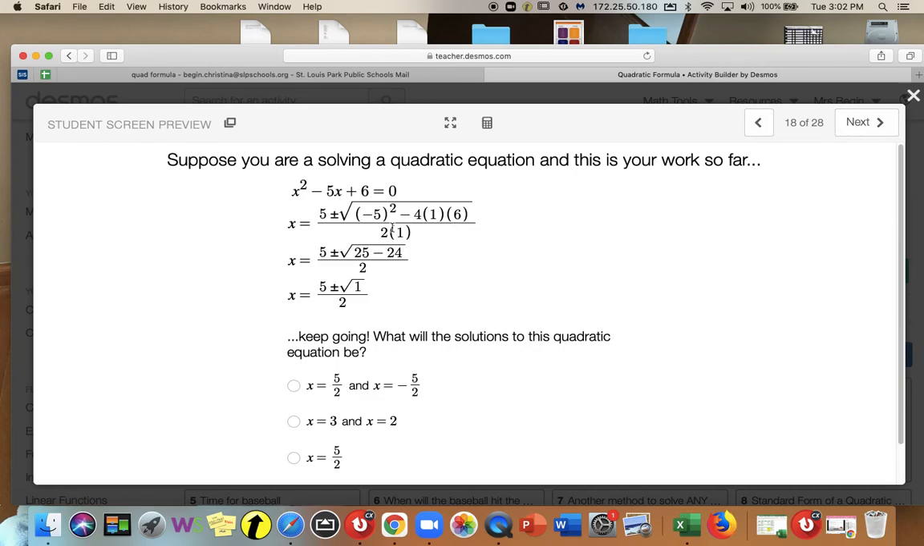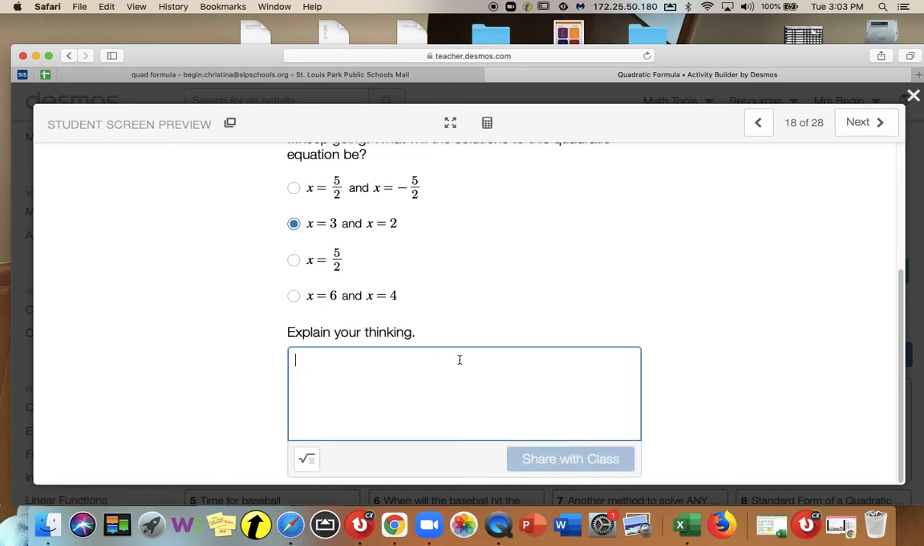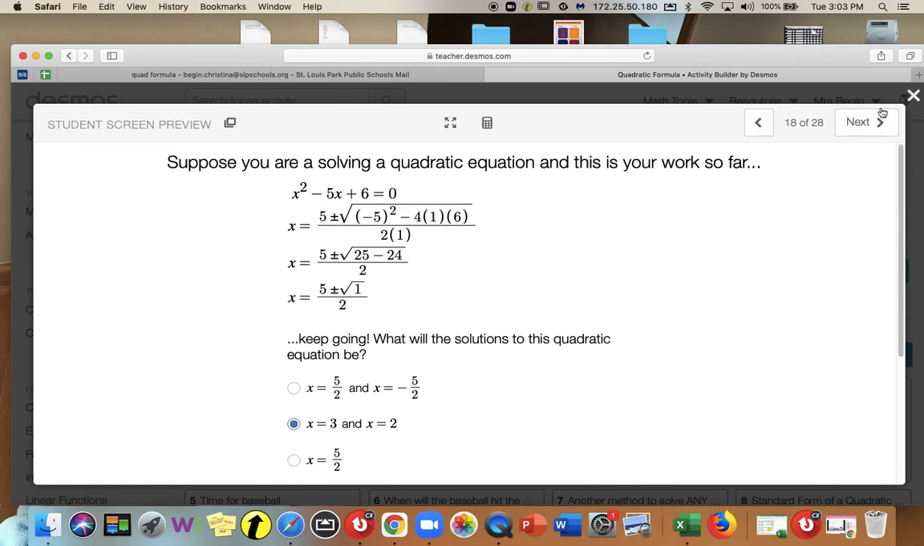Okay, so last two slides. Suppose you are solving a quadratic equation, and this is your work so far. Keep going. What are the answers? So there's two of them. One is 5 plus the square root of 1, which is 6. 6 divided by 2 is 3, so one answer is 3. And then one's 5 minus 1, which is 4. 4 divided by 2 is 2. So this would be our answer, because when we solve, that's what we get.